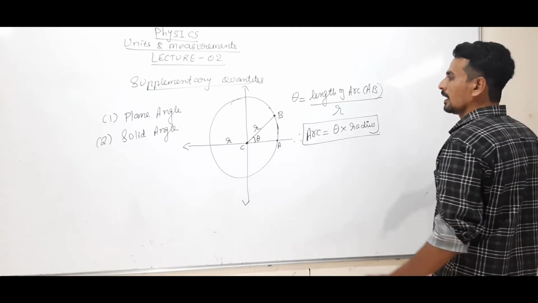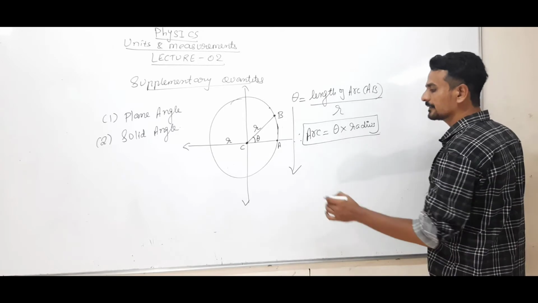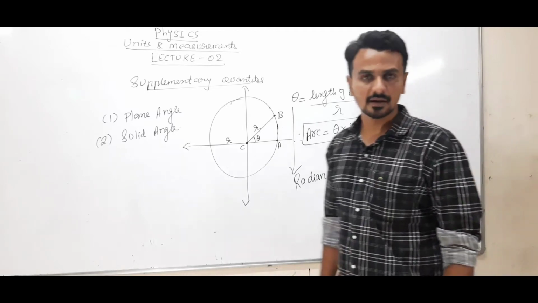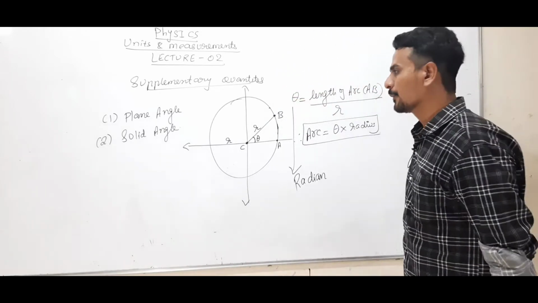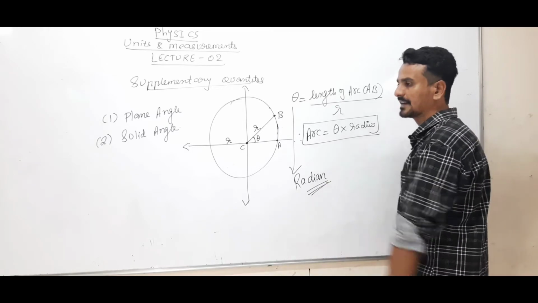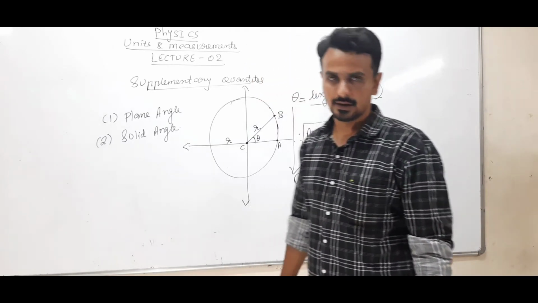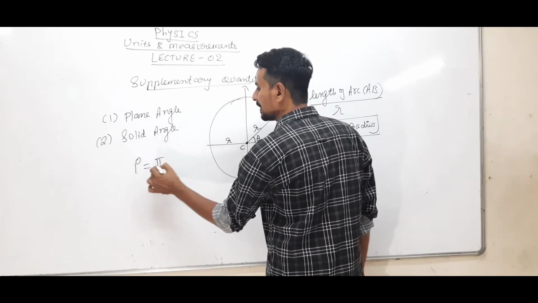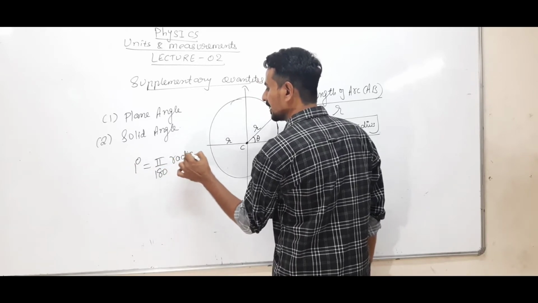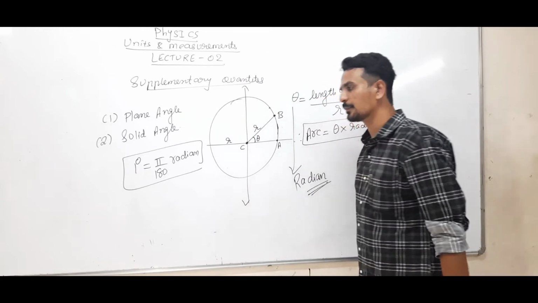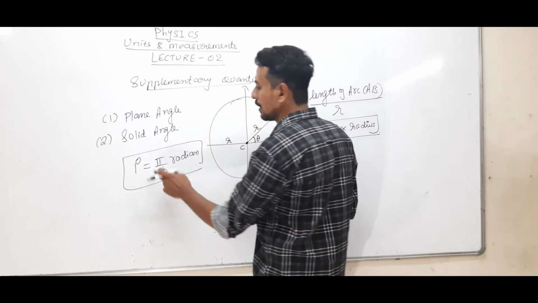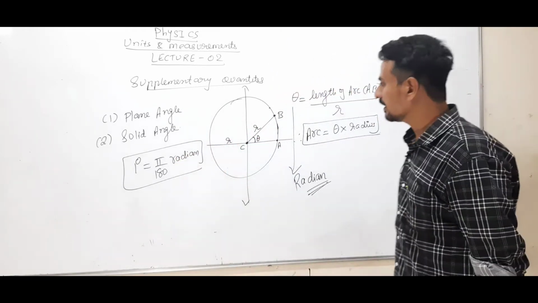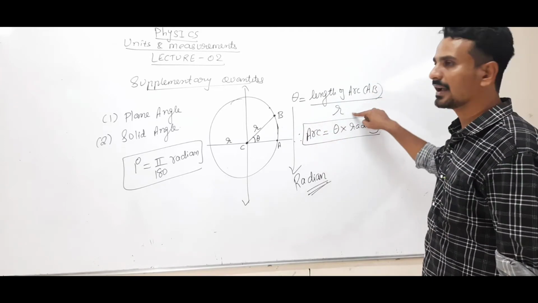Now, the unit of theta is radian. Of course you must have studied degrees, but from now onwards we'll use radian as the unit of theta. 1 degree is equal to pi by 180 radian, where pi represents 3.14. This is the relation between degree and radian. So if the angle is given in degrees, you will convert it into radian. This is known as plane angle, which is length of arc by radius.